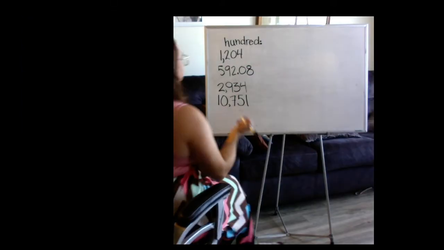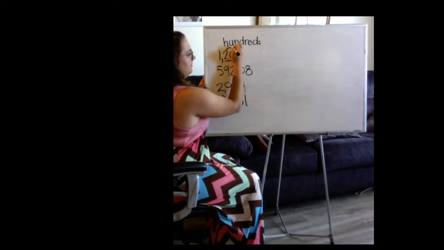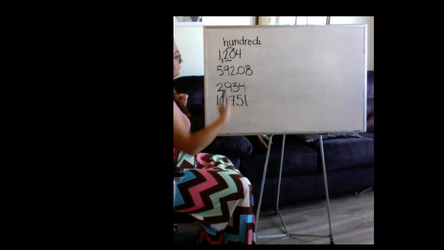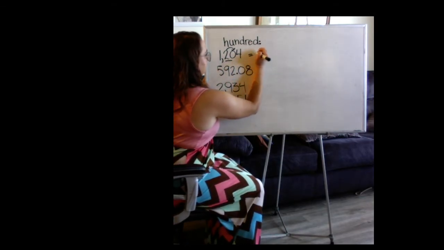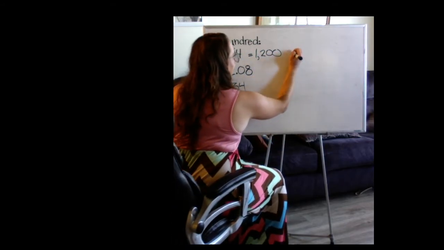First, we're rounding to the hundreds place. I'm going to underline that 2 because it's in my hundreds place, and I'm looking to that 0, which is next to it. 5 and above, raise it up. 4 and below, stays the same down low. 0 is 4 and below, so my final answer is 1,200.